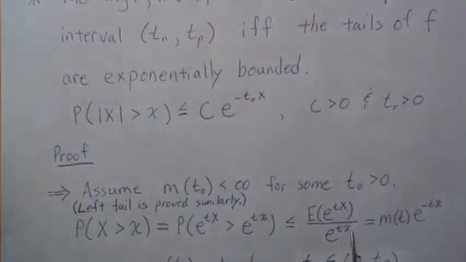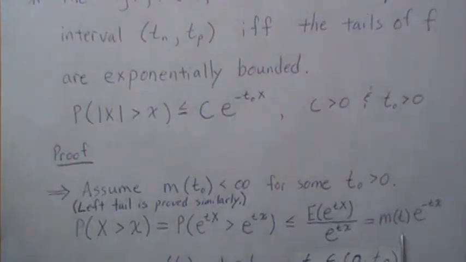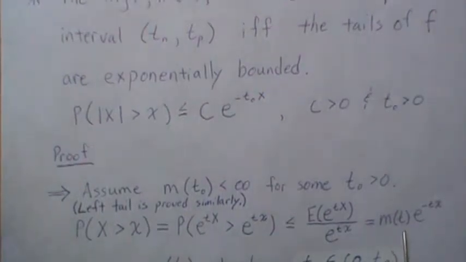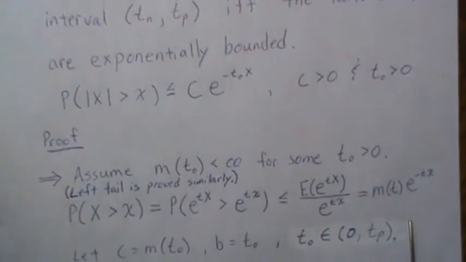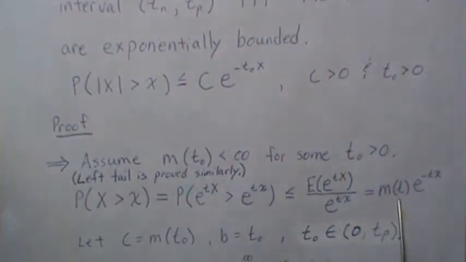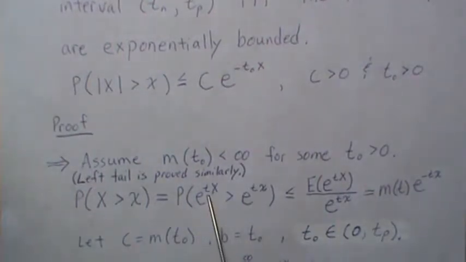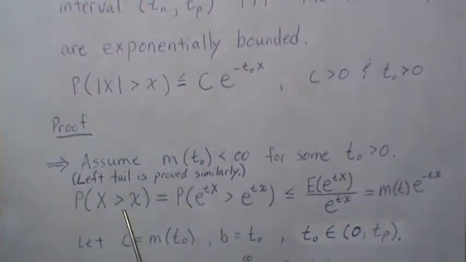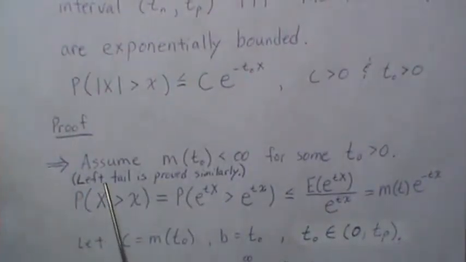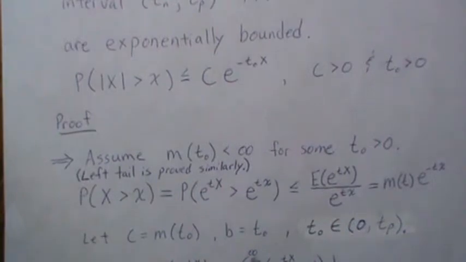And then if you take the exponential function up, you get this. And so this looks like an exponential function if c is this moment generating function and b is t0. I guess technically that should be t0 throughout. So if the moment generating function is finite, then being in the upper tail is exponentially bounded. Okay, and then you can do the left tail similarly. So that's going to the right.